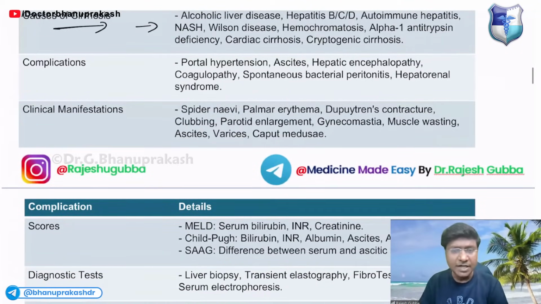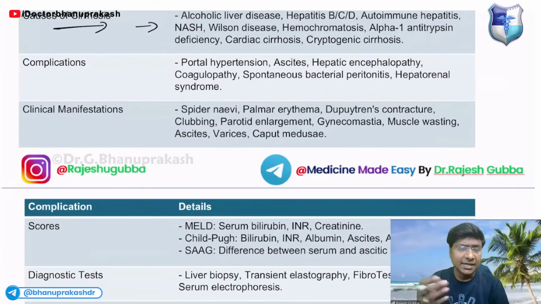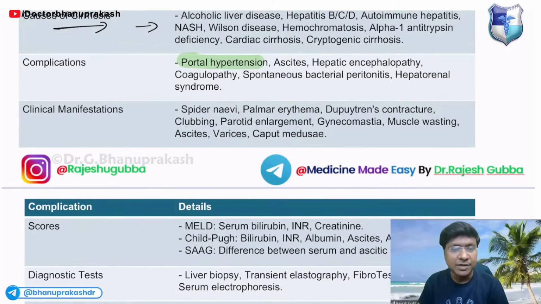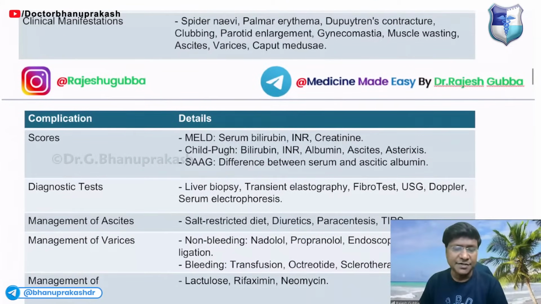So, if you take the complications, like in patients with cirrhosis of liver, there is hypoalbuminemia and the liver is completely congested. Because of which there is portal hypertension, that will be causing ascites. The other complications are hepatic encephalopathy, hepatorenal syndrome, hepatopulmonary syndrome, spontaneous bacterial peritonitis. These are all the complications. And what are the clinical features? Spider nevi, palmar erythema, Dupuytren's contracture, clubbing, parotid enlargement. Okay, a big list of the clinical manifestations are there.